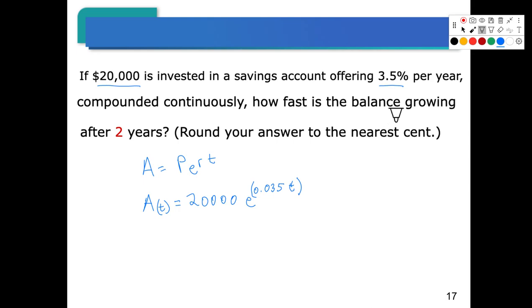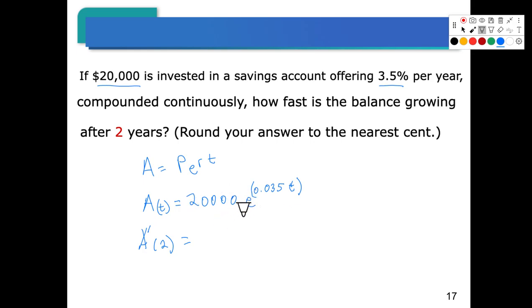And what they want is how fast is the balance growing? How fast is it growing? That's a rate. If they want a rate, what do we need to give them? A derivative, right? They don't say take the derivative, but they want a rate of change, how fast. So that says, okay, take the derivative, and they want it at 2 years, and then we'll plug in 2. So what's this derivative?